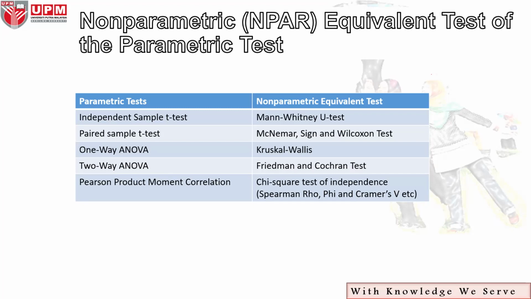Okay, so this is the non-parametric equivalent of the parametric test. For example, for independent sample t-test, in non-parametric you can use the Mann-Whitney U test. For paired sample t-test, there is McNemar, sign, and Wilcoxon test. For one-way ANOVA, we have Kruskal-Wallis. For two-way ANOVA, we have Friedman and Cochran test. For Pearson product moment correlation, we have the chi-square test of independence, and we can also apply Spearman rank order, phi and Cramer's V. These are examples.